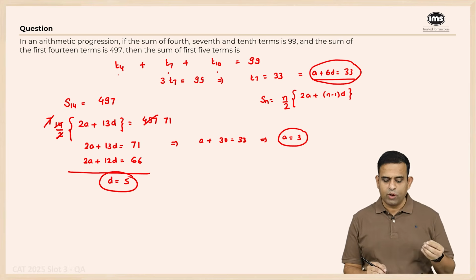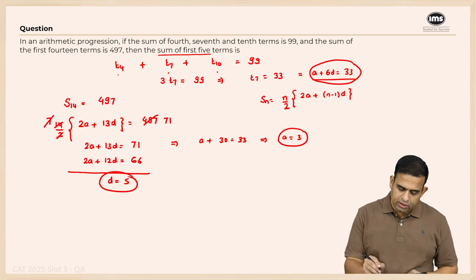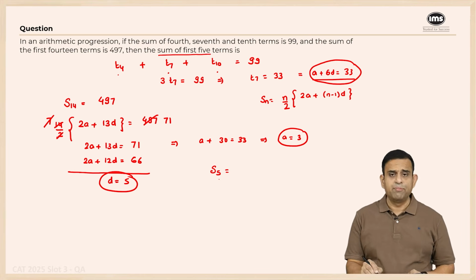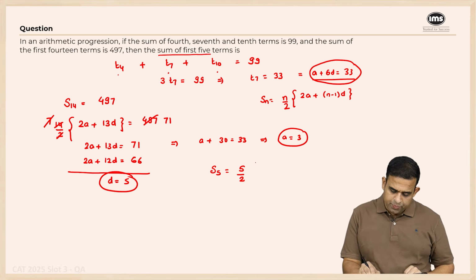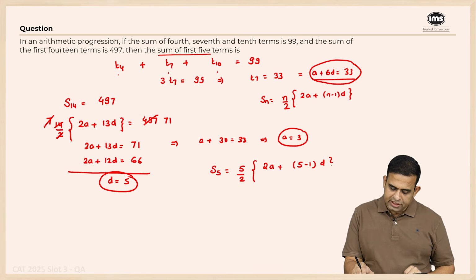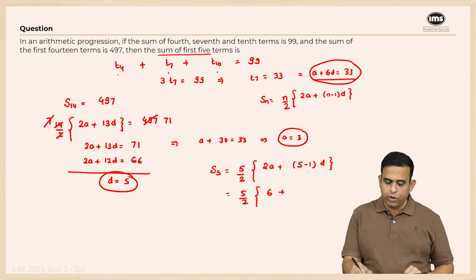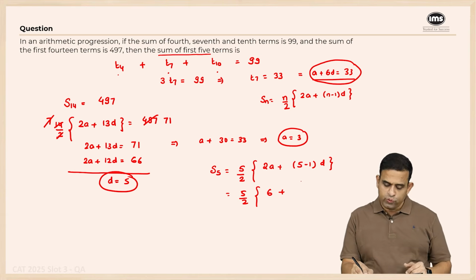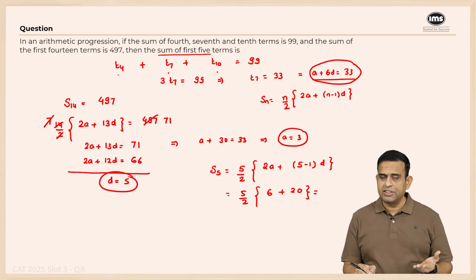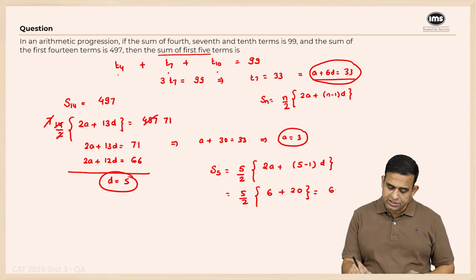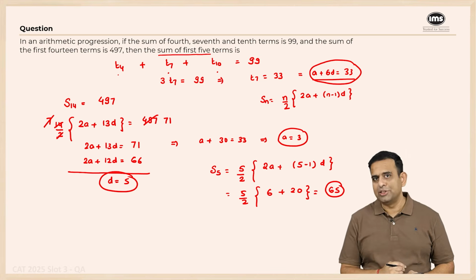And the question says sum of the first 5 terms. Now the sum of the first 5 terms you can find in multiple ways. You can again use the same formula over here: n by 2 times 2A plus 5 minus 1 into D, where D is 5. So 5 by 2 times twice A, which is 6, plus 4D. The term 4D will become 4 into 5, which is 20. If you simplify, 5 by 2 times 26 will be 5 times 13, giving you 65 as the required answer over here.